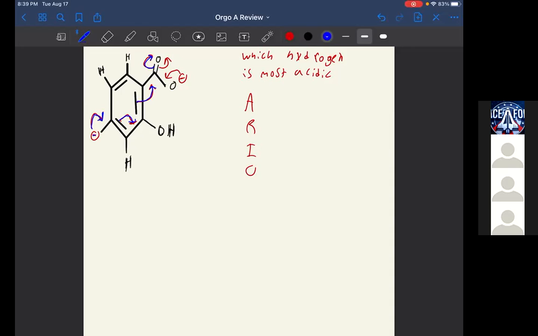So this is for the blue hydrogen. And now we know that these aren't going to be the most acidic whatsoever, because the negative charge can't resonate onto the oxygen from any of these, if that makes sense.